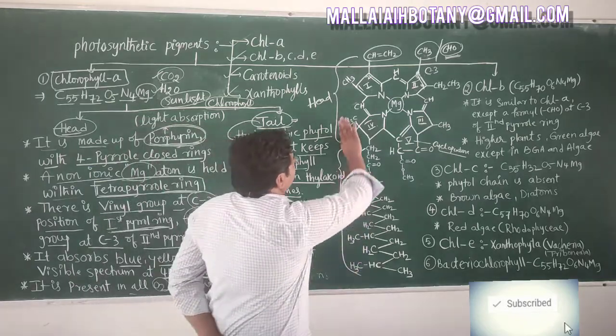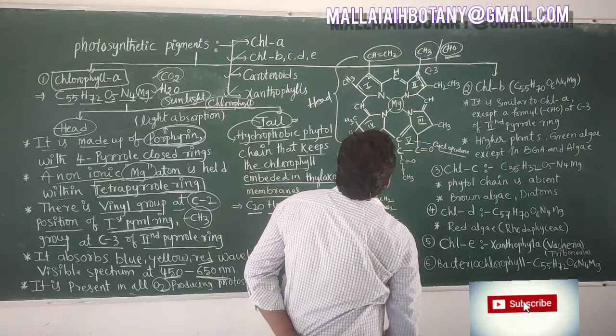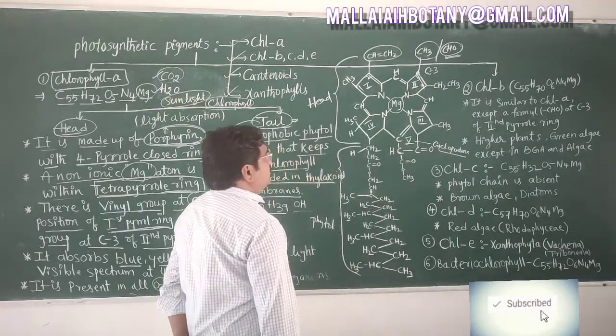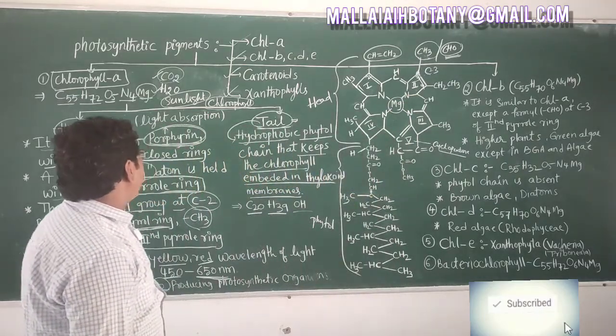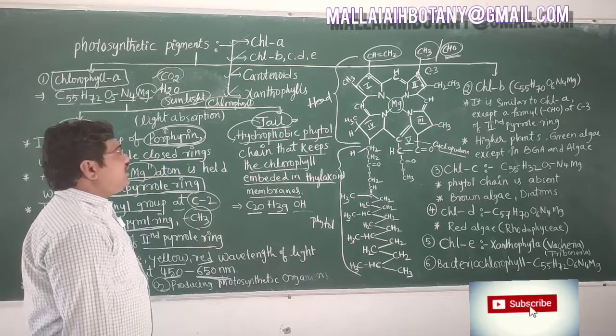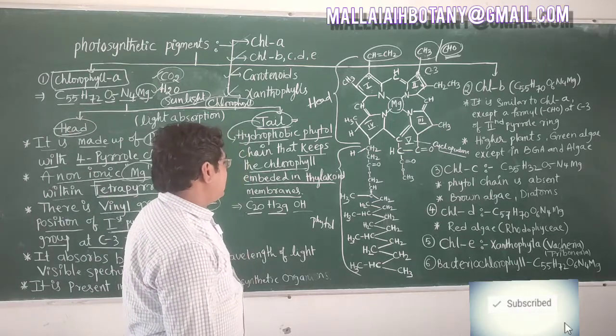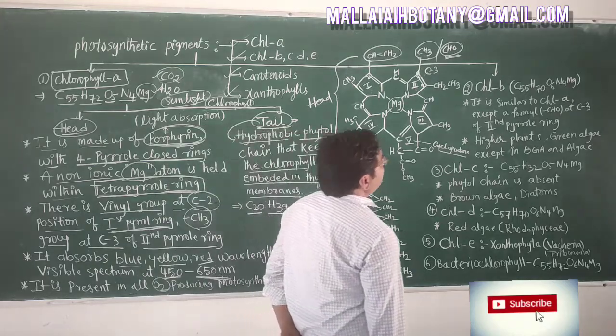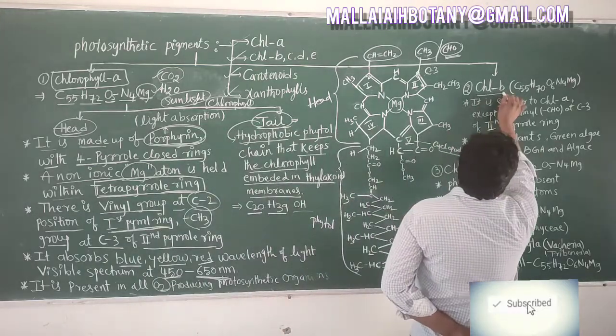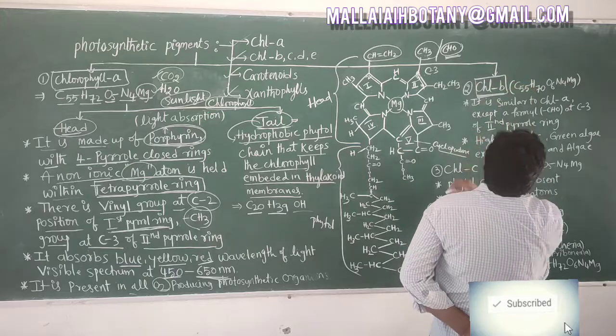So this is the structure of chlorophyll A. In this chlorophyll A, there are two main parts: the head, the porphyrin ring, and the tail, the phytol chain. Okay. Next, chlorophyll B, the second pigment.